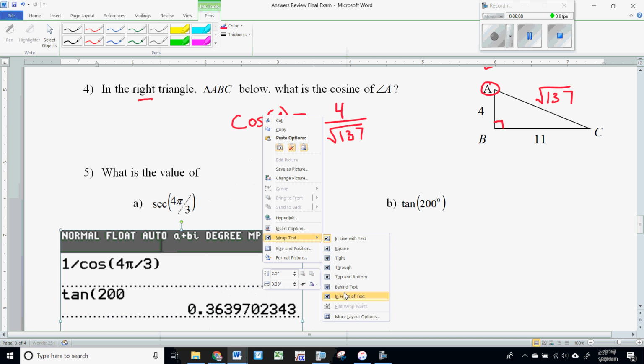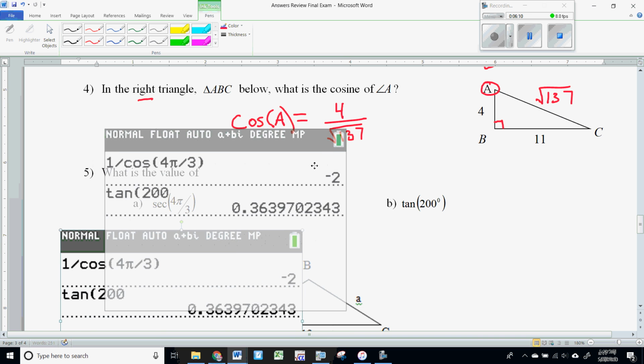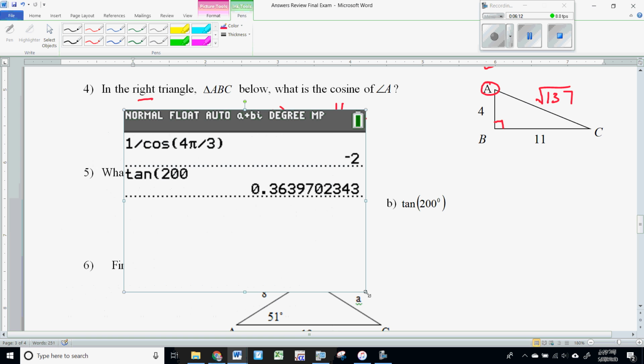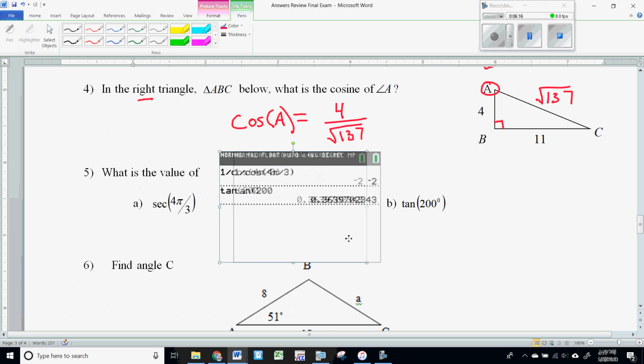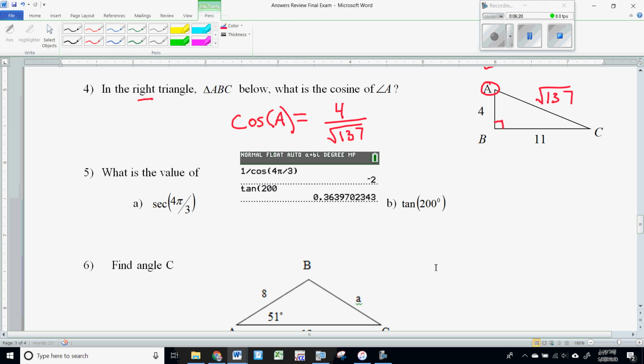So there is both of those. The big thing in doing this on the calculator is making sure you switch the mode. Okay, that's the important thing, that you get the mode correct so you know how to do it. Okay, let me put that right here. Up here, you want to be in radians. Down here, you want to be in degrees.